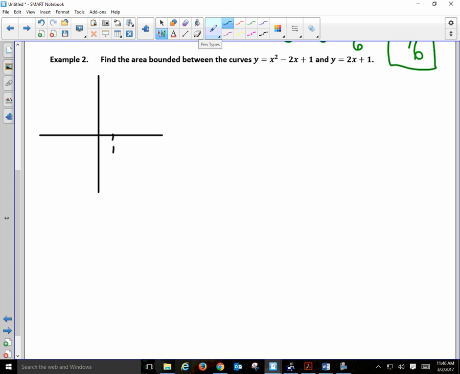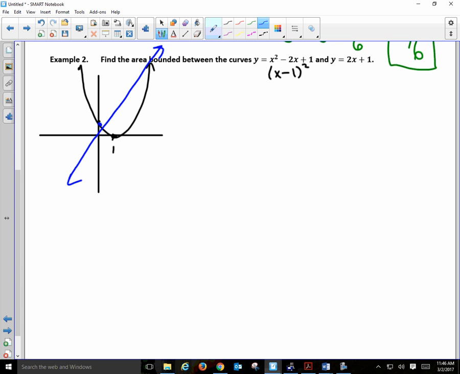because I had a really good college algebra class, I remember that this factors to x minus 1 squared. So the vertex is 1, 0. And so I know the shape of this parabola very well. And so I had a really good 8th grade algebra class. I know that 2x plus 1 is a line that passes through 0, 1 and has a slope of 2. And so there's my graph.